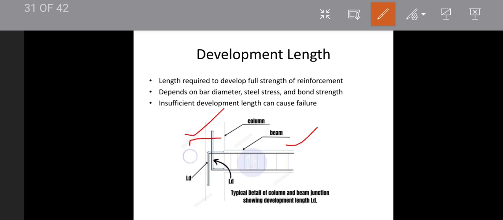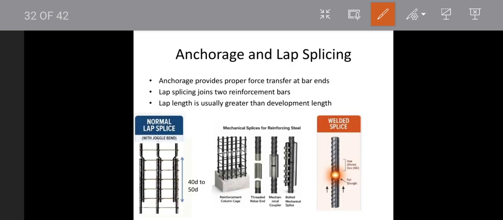Here if you see, in this L shape, and here at the bottom we have another L shape. So by providing this L reinforcement, which is called development length, it helps to transfer the load from beam to the column, and it also helps to develop the full strength of the reinforcement in order to carry the load. This development length is also called anchorage length. So here if you see, the anchorage provides proper force transfer at the bar ends.